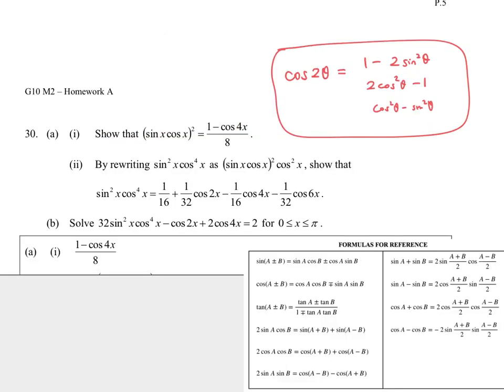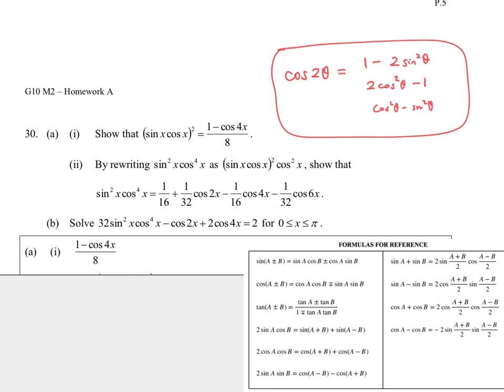Now look at the bonus question. I don't think this is especially hard, but you may try on your own. I don't give you too many hints. I only want to remind you about how to change this type of expression, 1 minus cosine 4x over 8. For this type of question, I think you may start from both sides. If I start from the right hand side, it may be a little bit easier perhaps.